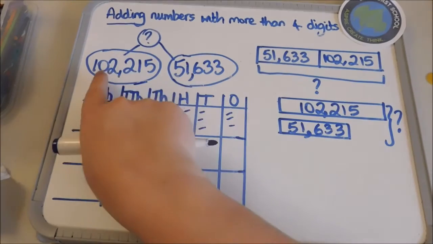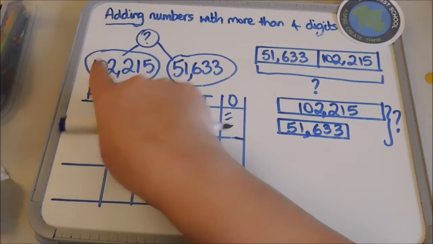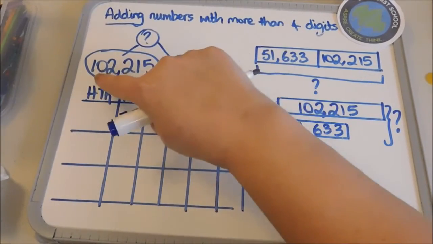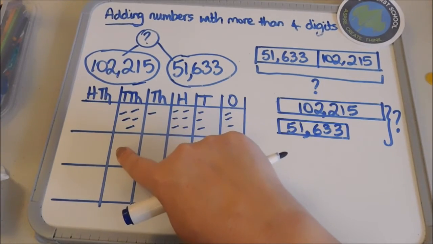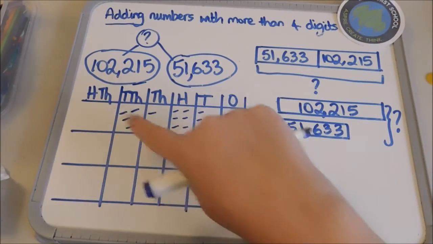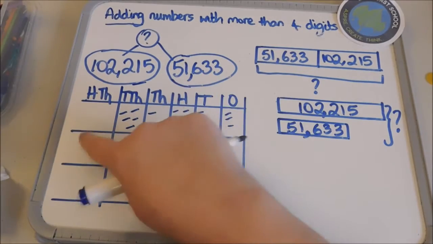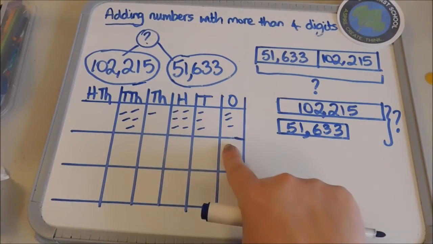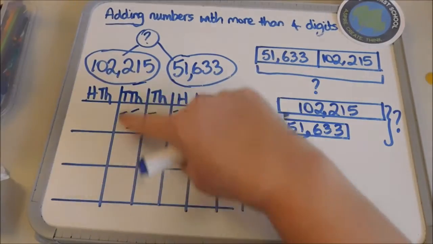Okay, now I've got my other number, 102,000. These are my thousands. Okay, so it's going to be 102. Now, does the 2 go there? No, because that would be if it was 20. So this is 102,000. 102,215. Okay, so that 0 is telling me there is nothing in that column, so I need to leave that blank.